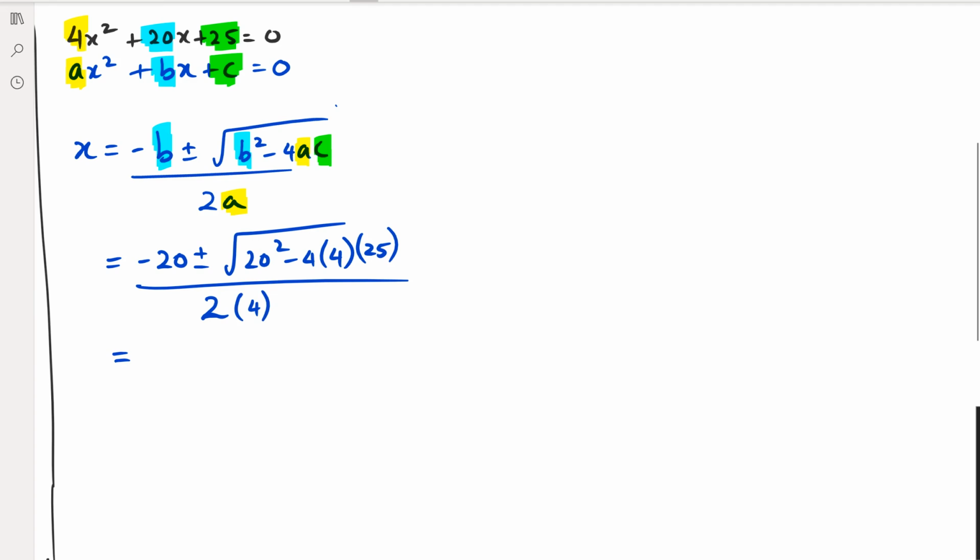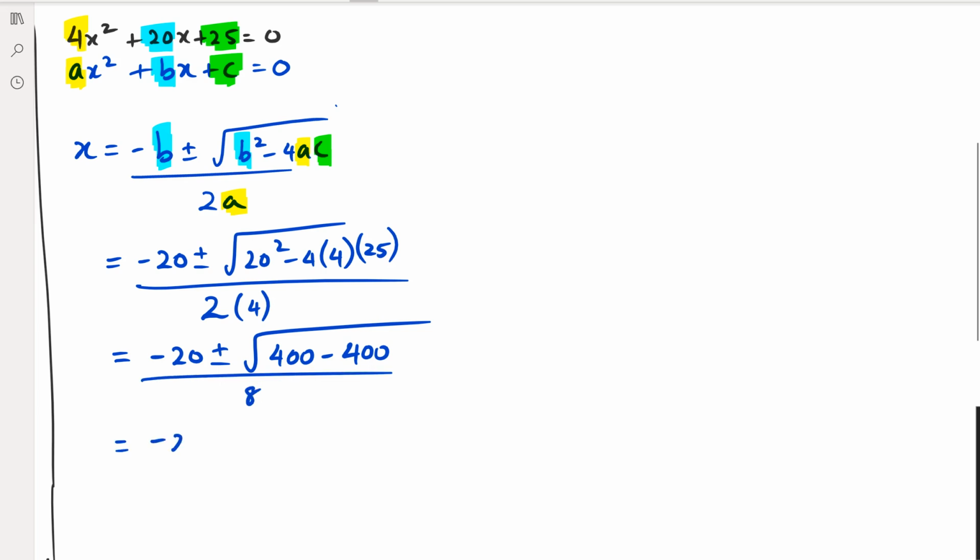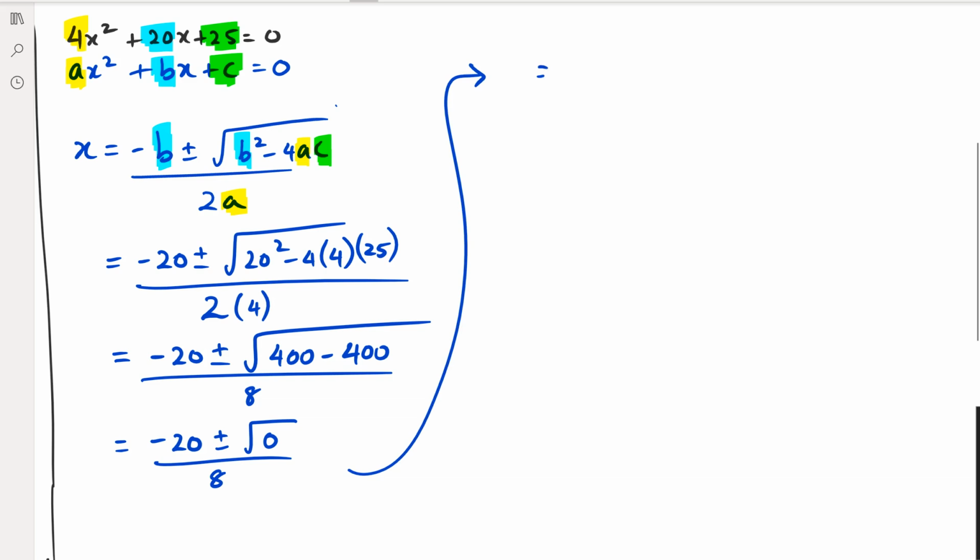Okay, so let's actually start working this. We're going to get negative 20 plus or minus the square root of 20 squared, which is 400, minus 4 times 4 times 25, which is actually equal to 400 as well. And that's divided by 2 times 4, which is 8. And what we have is negative 20 plus or minus the square root of 400 take away 400. That's actually 0. And because the square root of 0 is 0, we don't really have to worry about it. And what we end up with is negative 20 divided by 8, which is equal to negative 2.5.